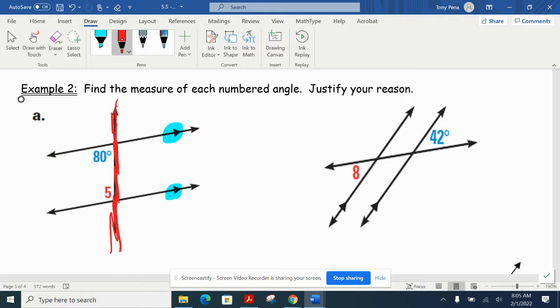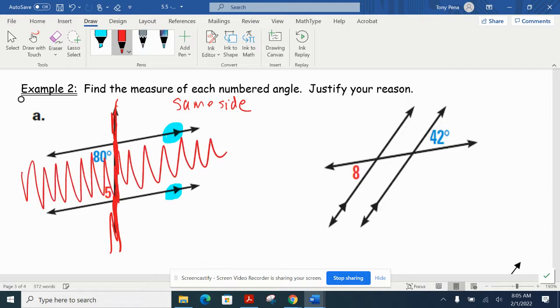These are both on the same side of the transversal. So we start with that idea. They're both on the same side. And then interior means that they lie in between the 2 parallel lines. Do both of these lie in between those 2 parallel lines? Yeah. So these are same side interior angles. So yesterday, that's all I asked you to identify. What are they? Of our new 5 vocabulary words there, same side interior, all that stuff.